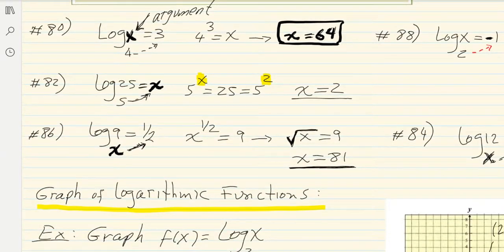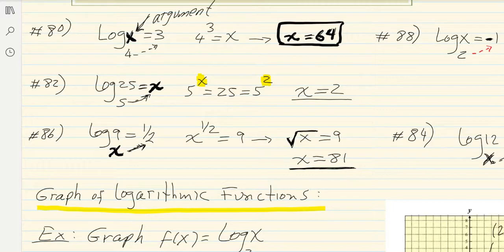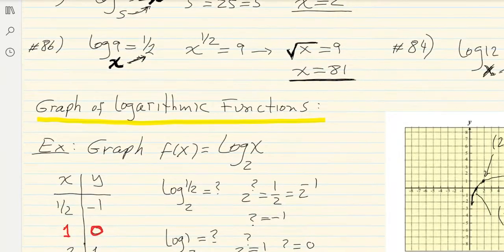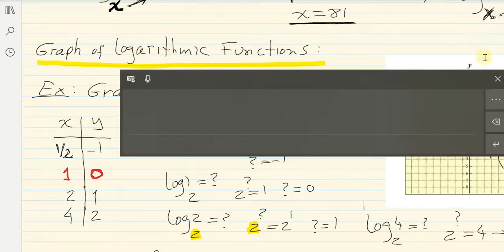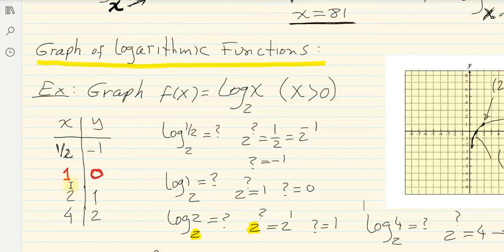Let's take a look at now some of the graphs. The graph of logarithmic functions. Now, in order to graph this by plotting points, I started with log base 2 of x. And I actually picked some smart points for x. Instead of like -2, -1, 0, 1, 2, I picked numbers that are in the domain of the logarithm. Remember here, x has to be positive. Keep that in mind. The argument has to be positive, so I did not pick negative numbers for x. I picked 1/2, 1, 2, and 4. Okay, half, 1, 2, and 4.